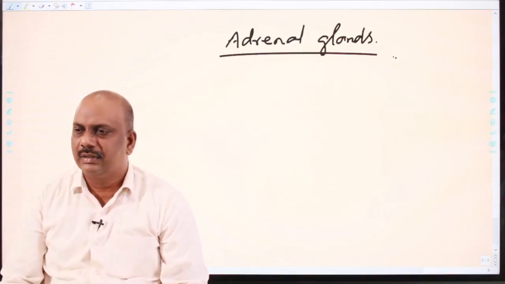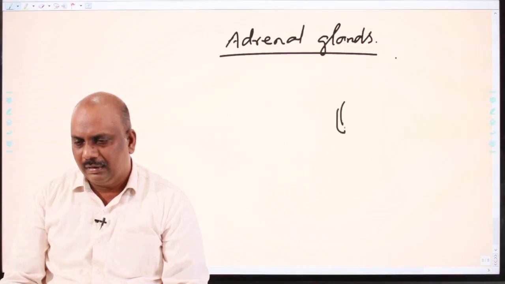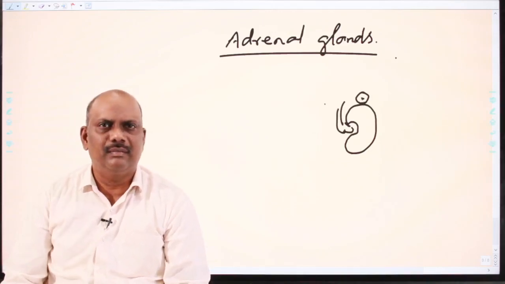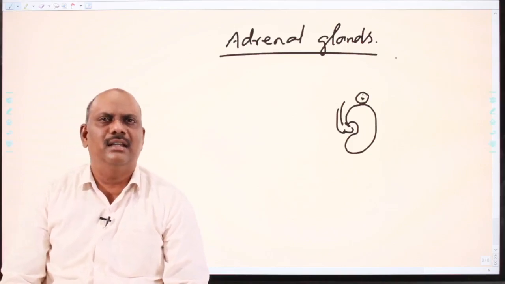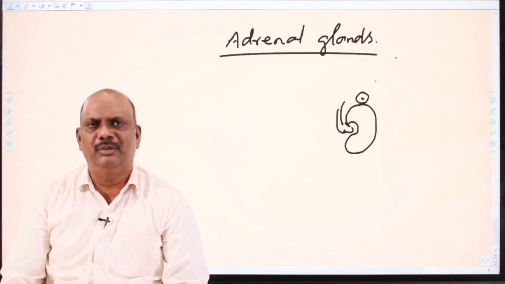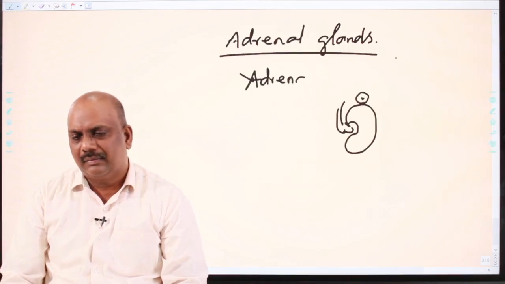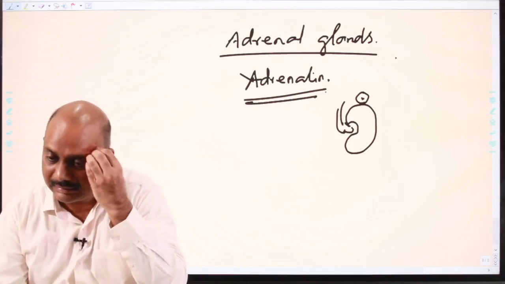Adrenal glands. So adrenal glands are found just over the kidneys. These cells from the adrenal gland synthesize a number of hormones, the most important being adrenaline.